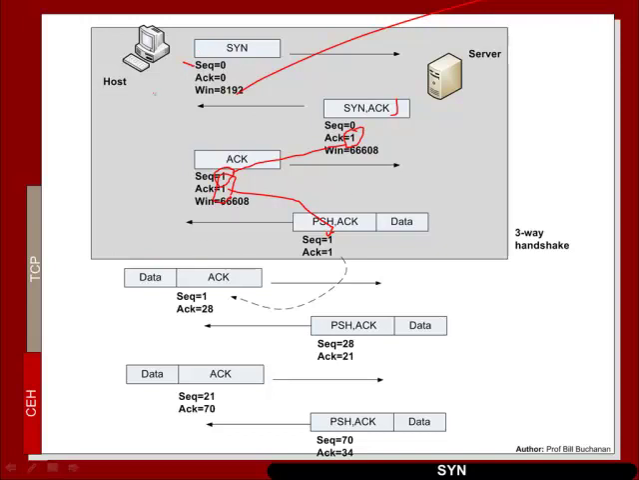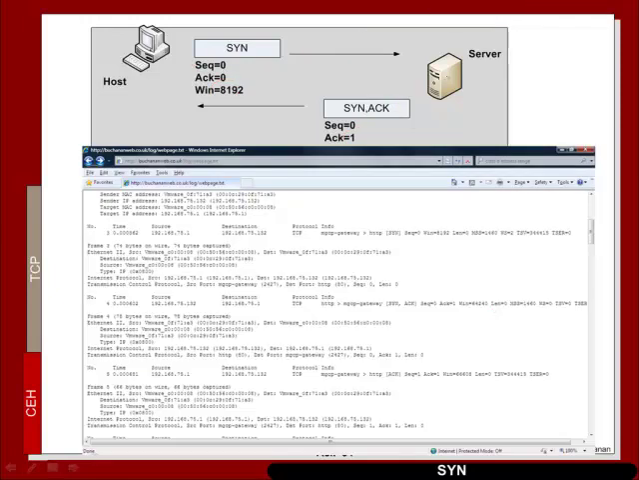The window size is negotiated, and that determines the number of data segments that can be received before the client or the server have to wait for an acknowledgement to come back. Okay. So this shows a simple example. So we see the SYN, the SYN-ACK, and then the ACK there.